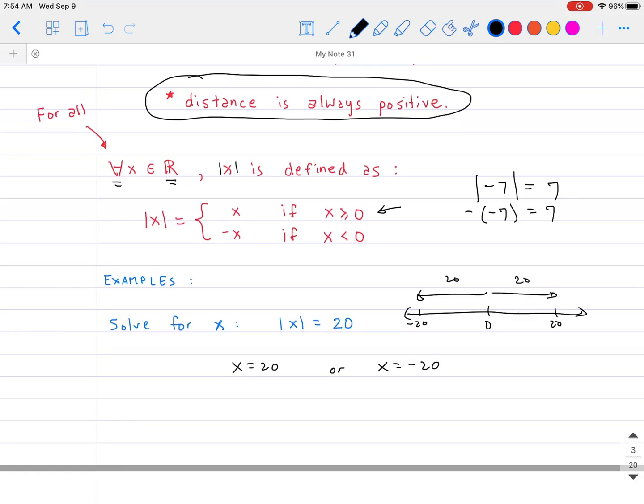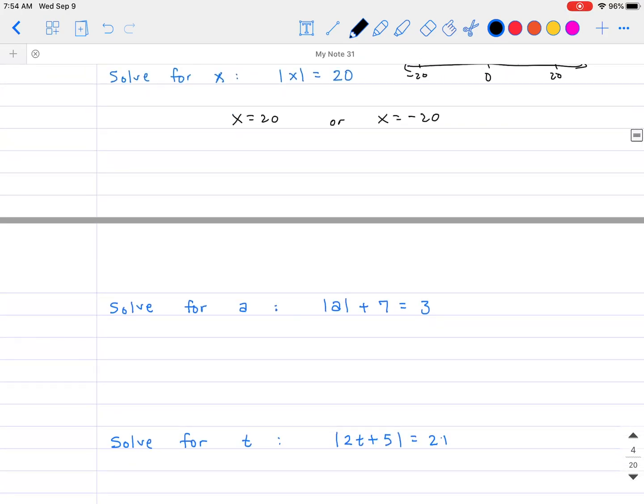So x is equal to 20, or x is equal to -20. And I think you guys have seen how this works with the absolute value. You can plug either one of those numbers in there, and the result is that when you take the absolute value, it'll become 20 then.